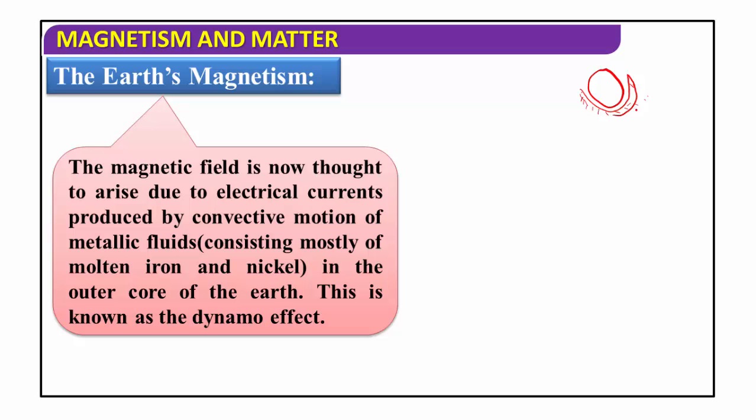The outer core of the earth consists mostly of molten iron and nickel, and due to the friction, charge is produced. In this concept, the magnetic field of the earth is believed to arise due to electric currents produced by the convective motion of the metallic fluids. This process is called the dynamo effect, and the magnetic field lines of the earth resemble those of a hypothetical magnetic dipole located at the center of the earth.